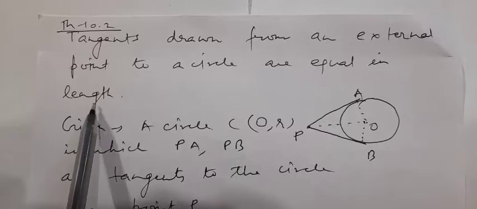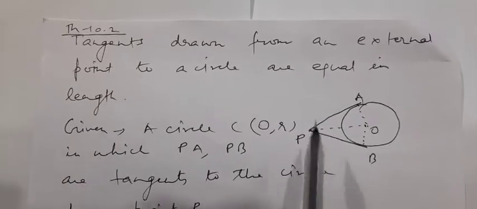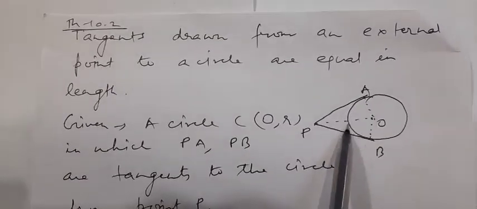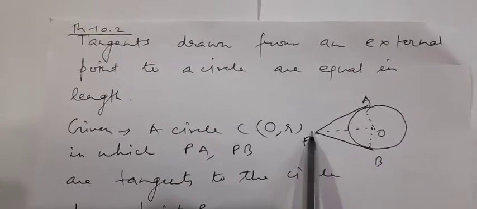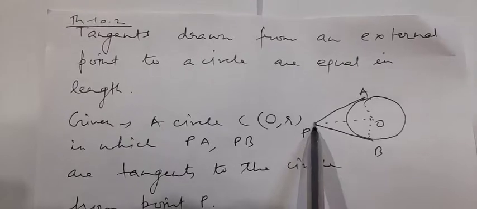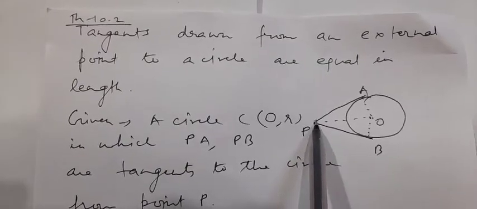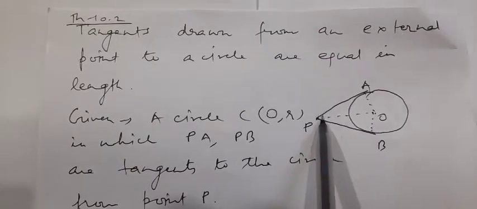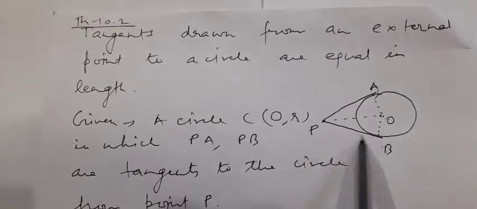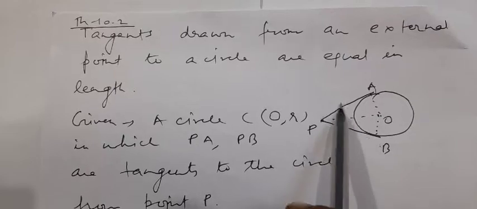This theorem has a circle with center O and P is an exterior point. We have to prove that if we draw tangents to this circle, then their lengths will be equal to each other.